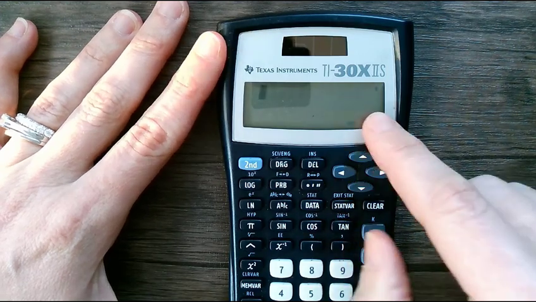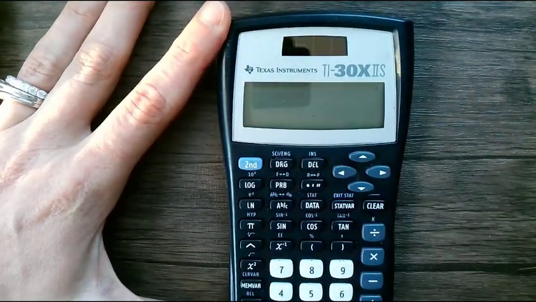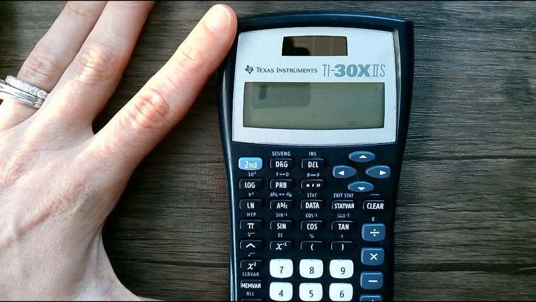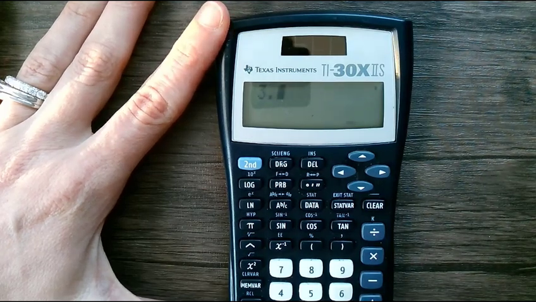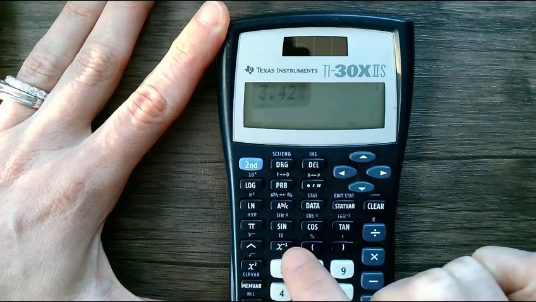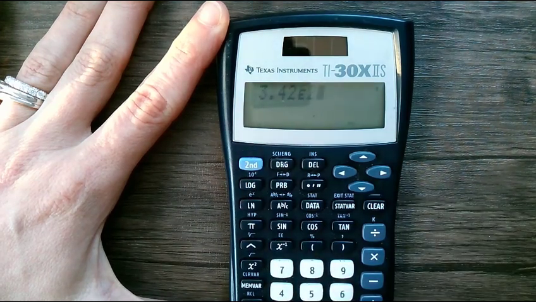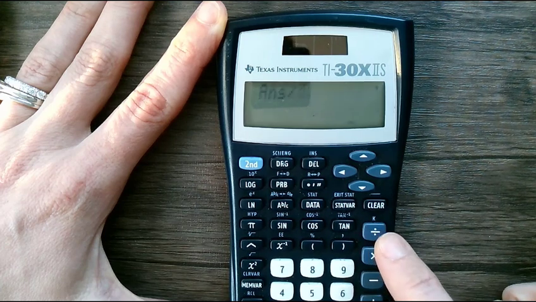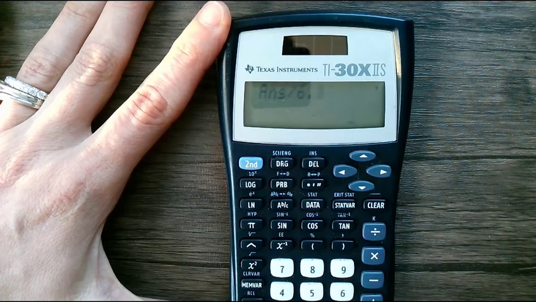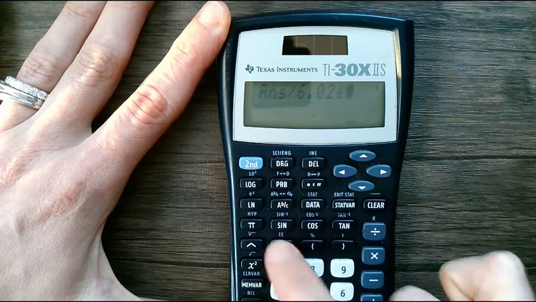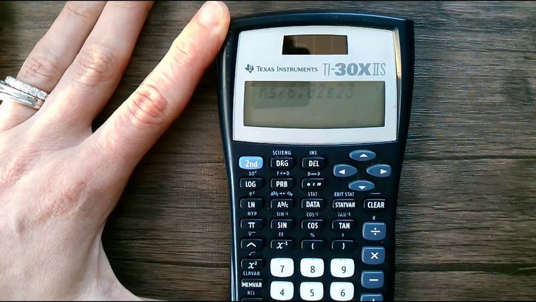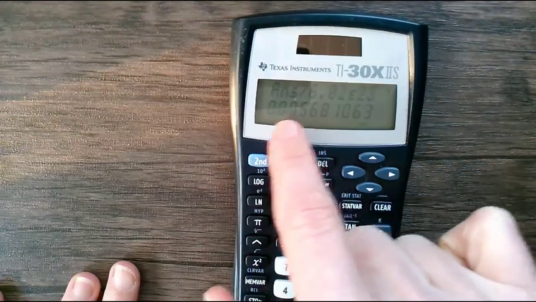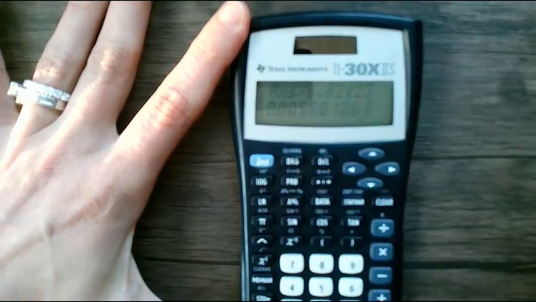All right, let's make sure that you're comfortable with typing in dividing two numbers that are in scientific notation. So I'm going to type in 3.42 times 10 to the 21st power. And we're going to times it by 1. So if you want to do that, but we know that that's going to give us the same number. And then divided by 6.02 times 10 to the 23rd. And see, this calculator gives it to me in decimal form.